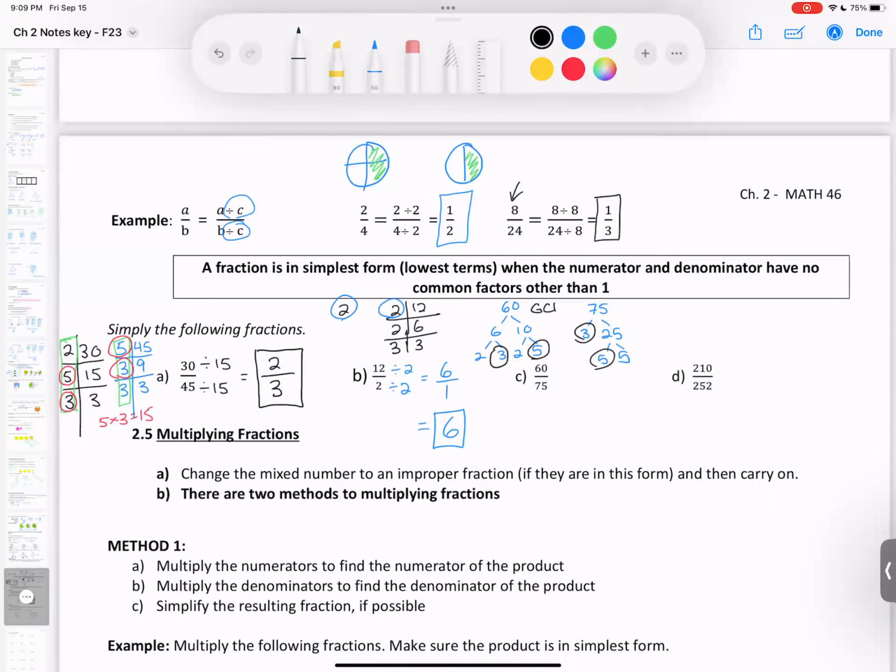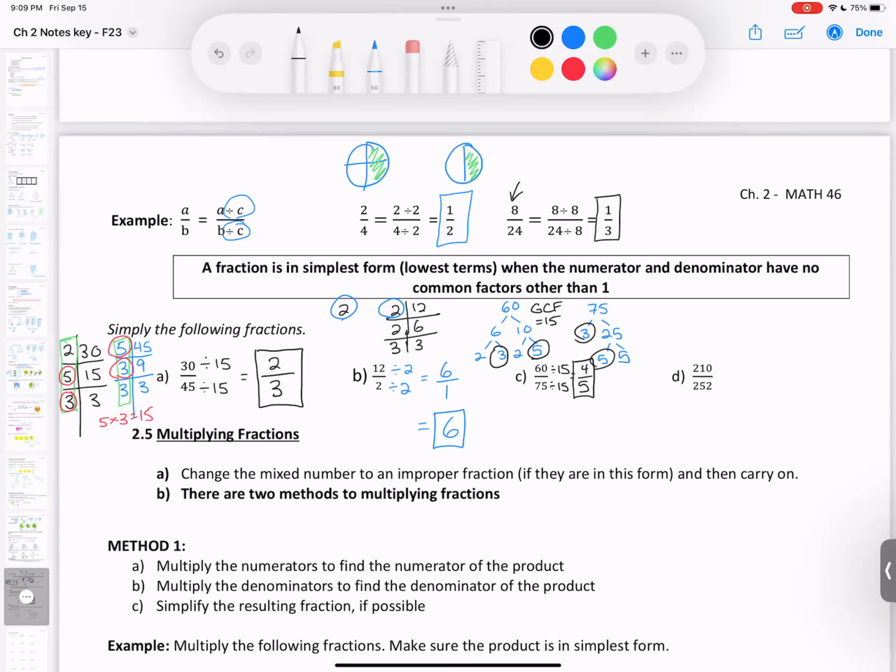Sorry, that's a bit messy. I'll just write it here. GCF equals 15. So that means I'm going to divide the numerator and the denominator by 15, which will give me 4 out of 5. So my fraction in simplest form is 4/5.